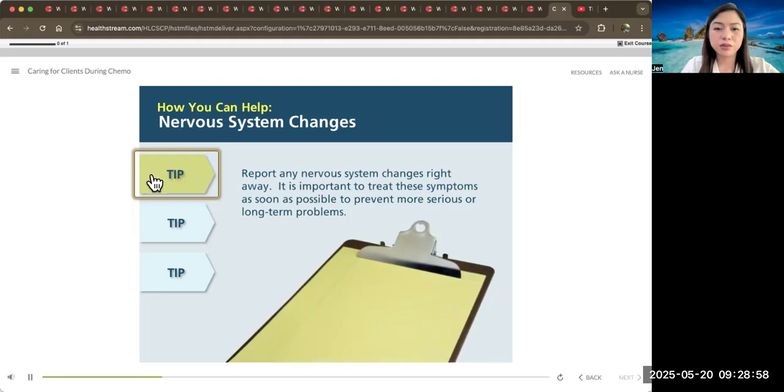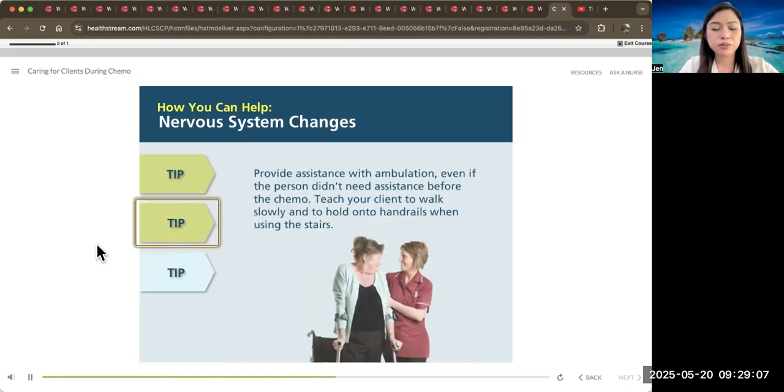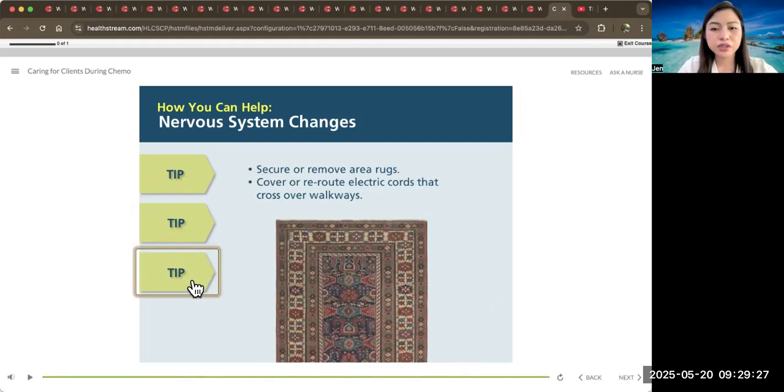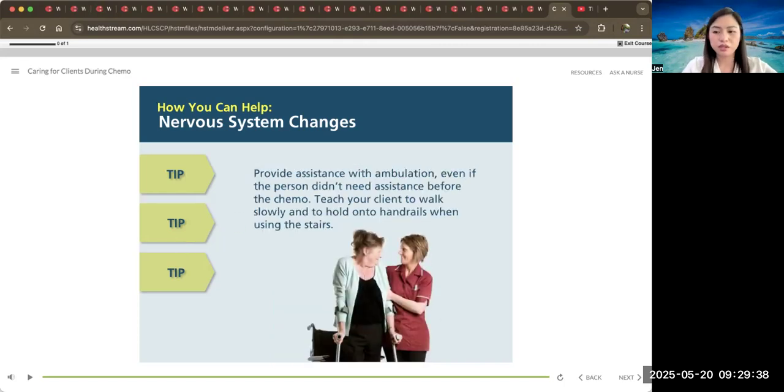Nervous system changes. Tip number one, report any nervous system changes right away. It is important to treat these symptoms as soon as possible to prevent more serious or long-term problems. Number two, provide assistance with ambulation, even if the person didn't need assistance before the chemo. Teach your client to walk slowly and to hold on to handrails when using stairs. Tip number three, secure or remove area rugs, and cover or reroute electric cords that cross over walkways.